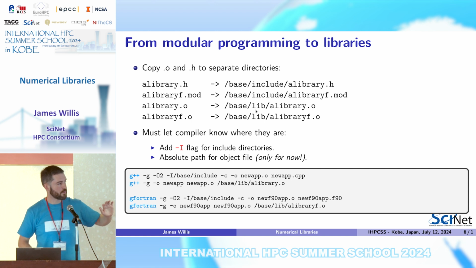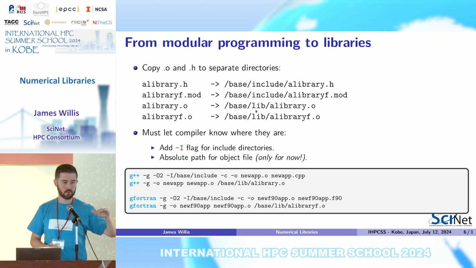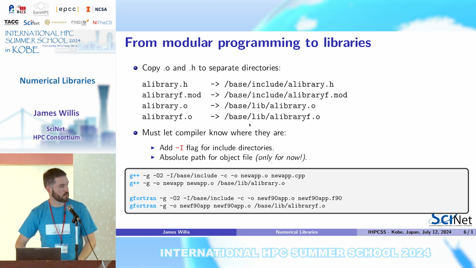And once we've done that, we have to let the compiler know where these libraries exist when we come to compile. And we'll use the -I flag to specify the include directories. And just for now, we'll include the absolute path for the object files when we come to link.